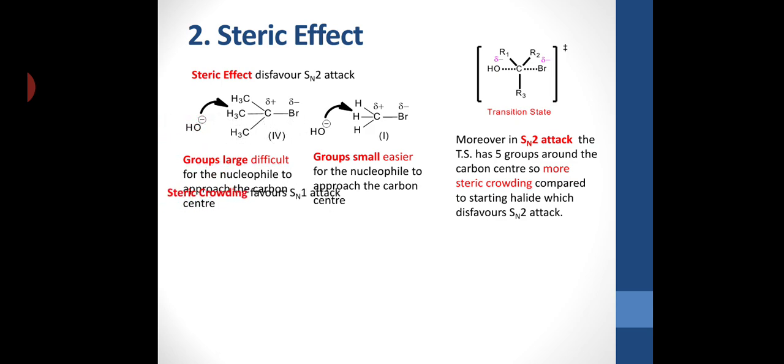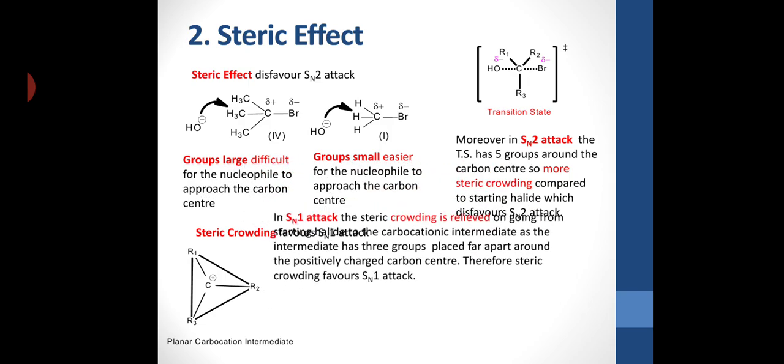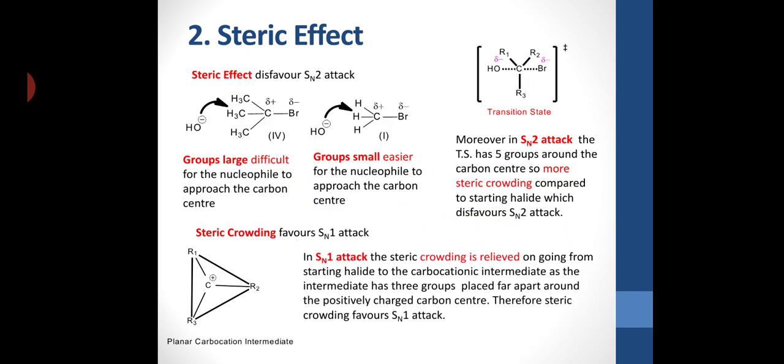But steric crowding favors SN1 attack. Why is it so? In SN1 attack, the steric crowding is relieved on going from starting halide to carbocation intermediate, as the intermediate has 3 groups placed far apart around the positively charged carbon center. Therefore, steric crowding favors SN1 attack.